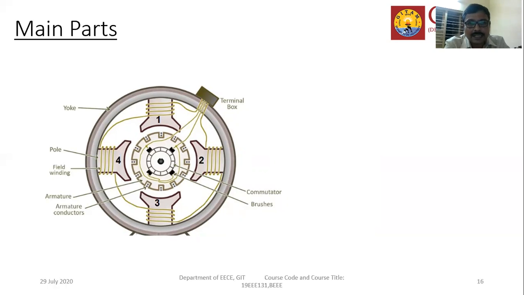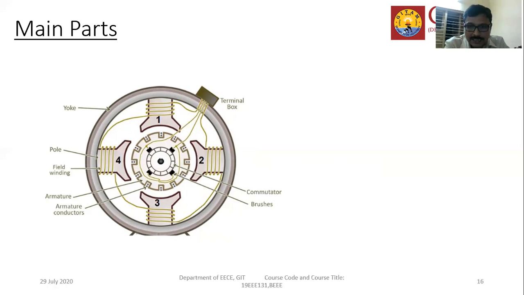That is the field winding. To this field winding we have to provide some constant current so that these field poles will work as electromagnets, and hence they will produce magnetic flux, right? In this magnetic flux, the armature winding is rotated by means of a prime mover. It can be an engine or a turbine, right? So this inner rotating part, the armature, is rotated in the field produced by these 4 poles.